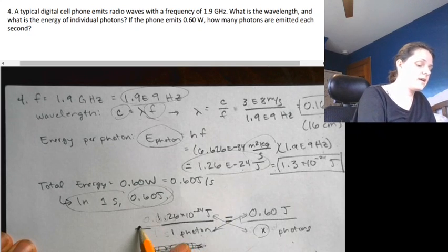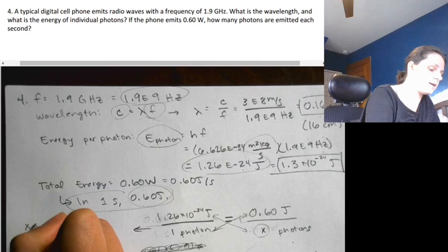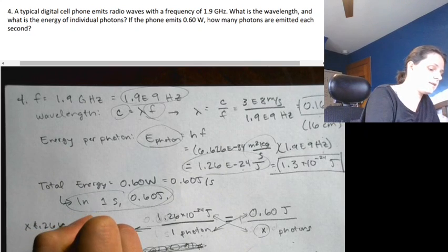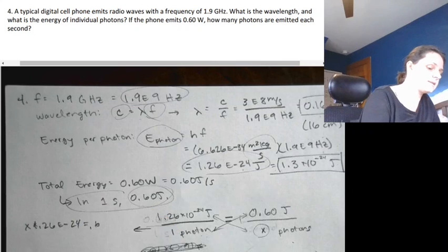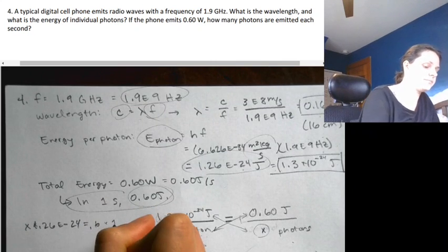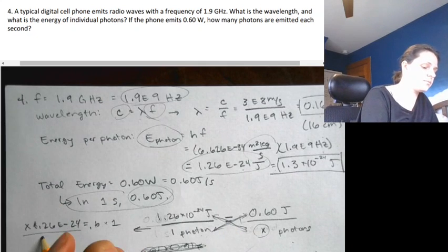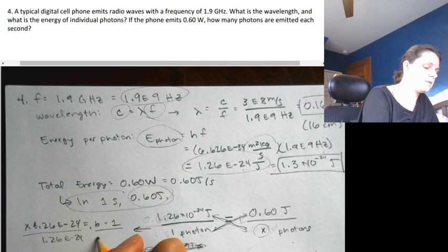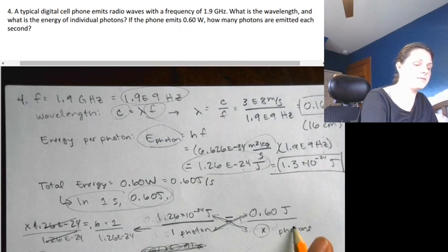So if I go through here, I can solve for this, and I'll go x times 1.26 times 10 to the negative 24 equals 0.6 times 1. So I just cross multiplied these two together equal those two together, and now I can divide both sides by 1.26 times 10 to the negative 24, and those will cancel, and I get that x, which is my number of photons.